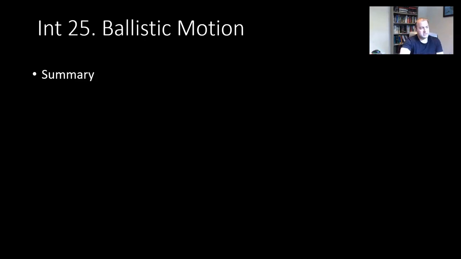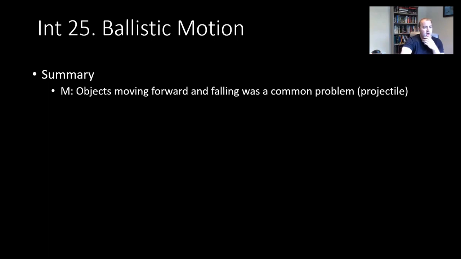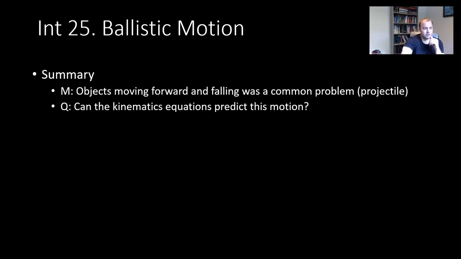Next integration was ballistic motion. This phenomenon of objects moving forward while falling was a common phenomenon in this time. Any projectiles, bullets, cannonballs, arrows, whatever, underwent this kind of motion, ballistic or projectile motion. The question is, can the kinematics equations be used to predict this motion?